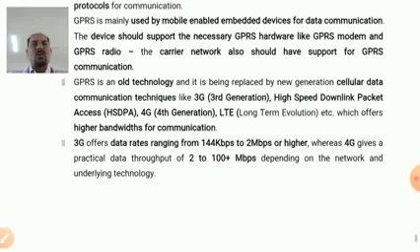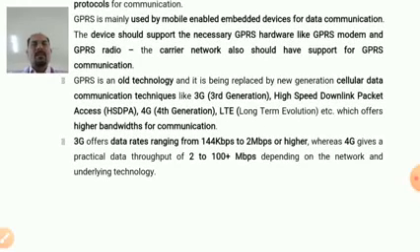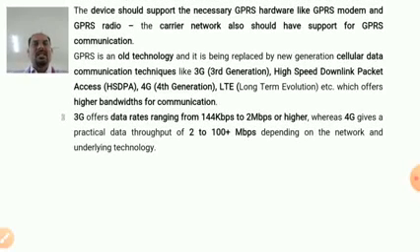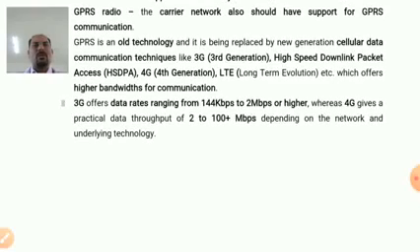It is an old technology and it is being replaced by newer cellular data communication techniques such as 3G, third generation, high-speed downlink packet access, HSDPA, and 4G, fourth generation, LTE long-term evolution, which offer higher bandwidth for communication. 3G offers data rates from 144 kilobits per second to 2 megabits per second or even higher, whereas 4G offers 2 to 100 plus megabits per second.